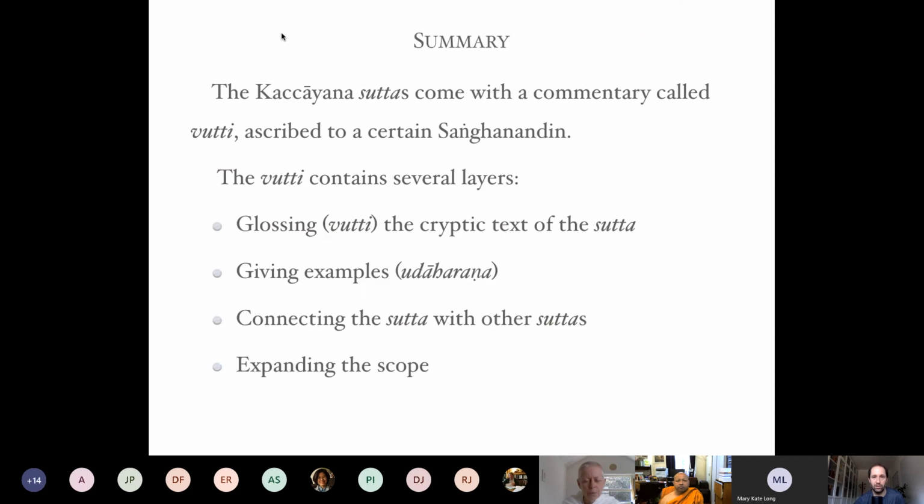So to summarize, the Kaccāyana suttas come with a commentary that we call the Vutti. This commentary is traditionally ascribed to a certain Sanganandin. The Vutti contains several layers. That is very important. So it's not a simple monolithic block. It contains a layer that is glossing the cryptic text of the sutta, and then it gives us examples called Udaharana. Then it connects the sutta with other suttas. Sometimes it helps us to connect some rules with other rules. And very often it also expands the scope of the sutta so that it means more things than what appears to be the essential meaning.